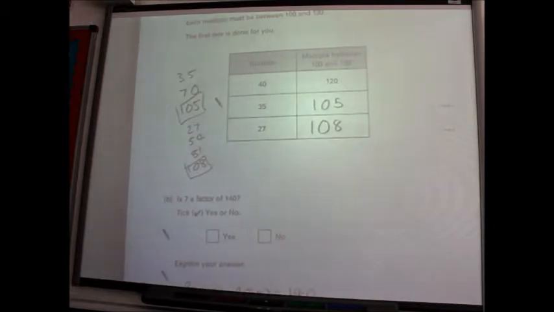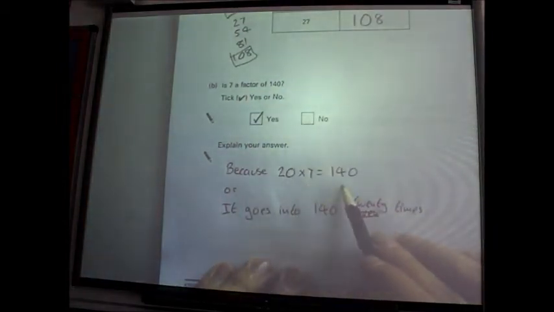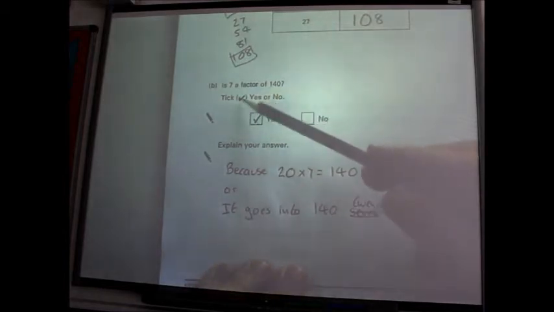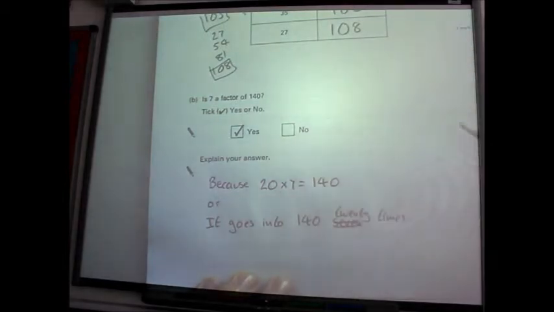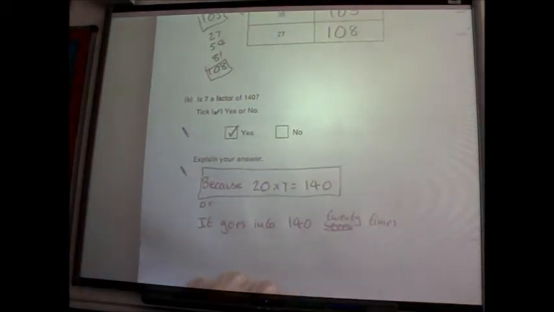Is 7 a factor of 140? Tick yes or no. Well, I know that it is, because 20 times 7 is 140, so 7 goes into 140 20 times. So it is in the 7 times table. If you were to write out your 7 times table, which will take you a long time, you'll get to 140. So if you put that sum down there, you will get the mark.